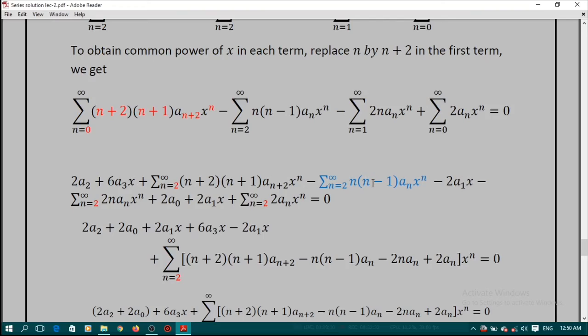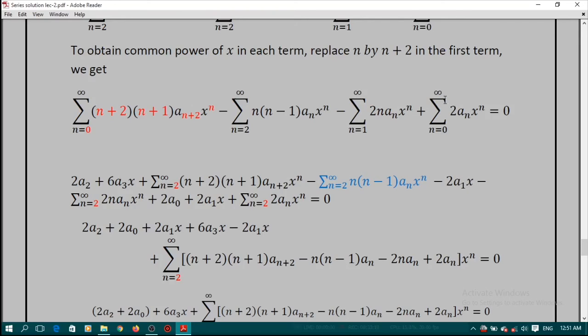Now in the third summation, we put n equal to 1, and we write the other terms in summation notation. If we put n equal to 1 here, we get 2 into 1, that is 2, into a1 into x, so we get minus 2a1 into x, minus the other terms in summation notation: summation 2 to infinity 2n a n x raised to n. And the same for the last summation.